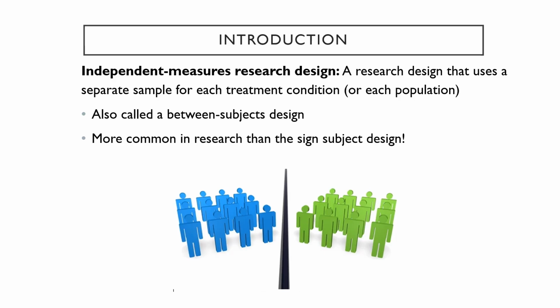In other words, we have two groups that are completely separate with different people and sometimes different sample sizes. We also call this a between subjects design, so you might see that thrown around as well. Independent measures designs are more commonly found in true research as opposed to the single sample, because as you know, we don't typically have population information. Rather, our job as researchers is more often to learn about a population by taking a sample.